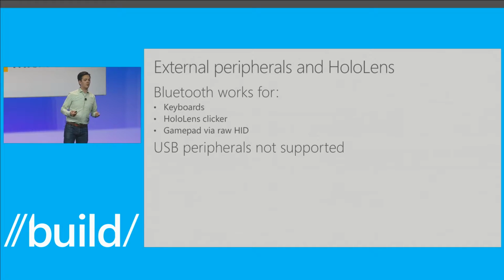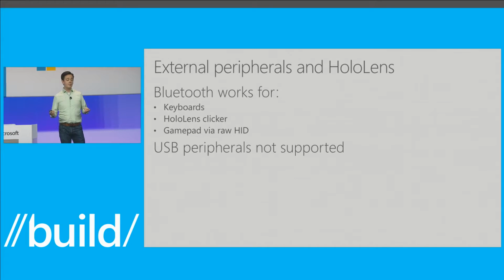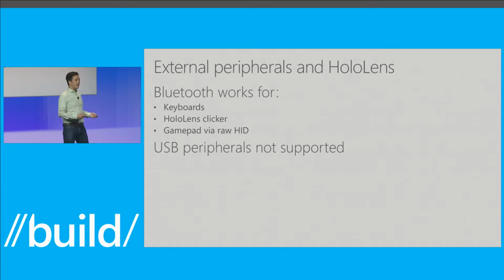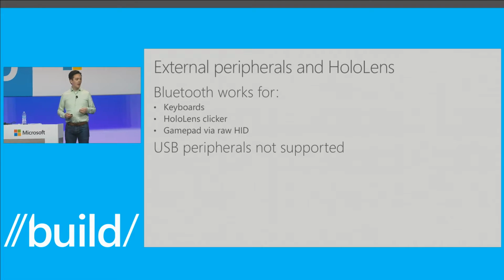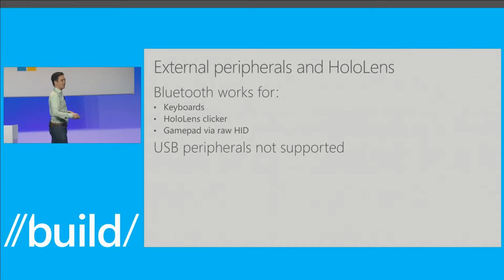Now, external peripherals on HoloLens. Bluetooth right now works for keyboards, as I mentioned, works great. The HoloLens clicker that comes in the box, and gamepads work via raw HID input. USB peripherals are not supported. Sorry, you can't hook up your dot matrix printer to the computer on your face. The USB port is used only for charging and for debugging.